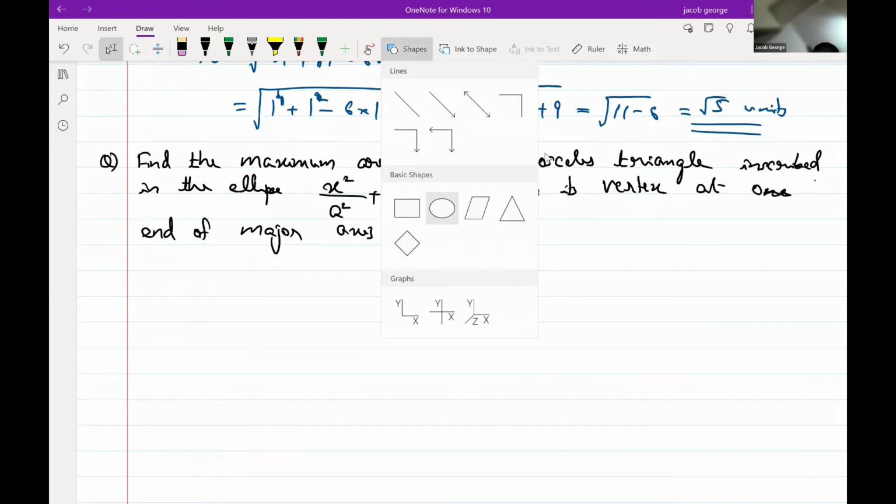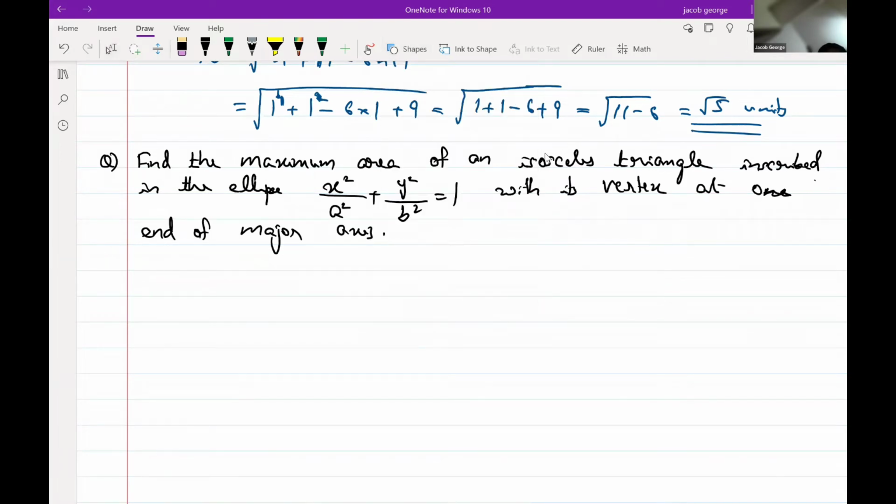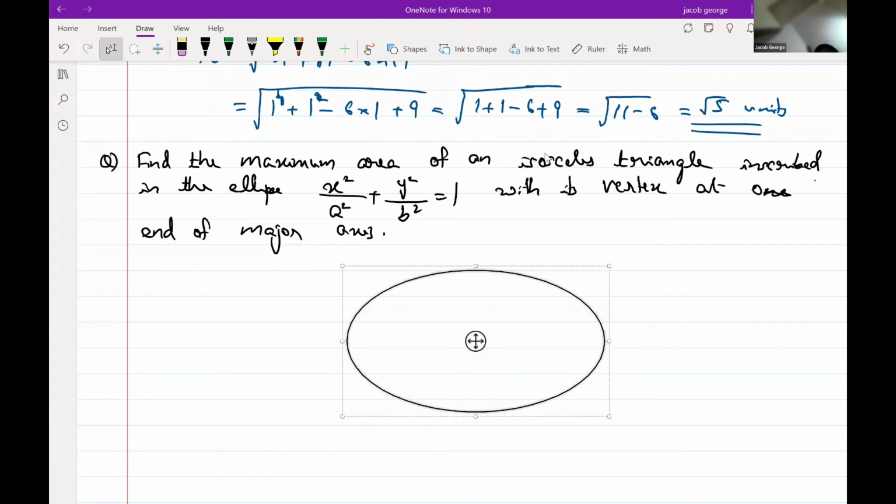So we will draw an ellipse, an isosceles triangle inscribed in the ellipse. So let's draw an ellipse. Like this. Then an isosceles triangle inscribed in this ellipse. We will draw the x-axis and y-axis also. This is the x-axis. Then the y-axis.